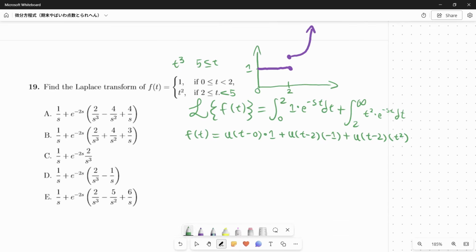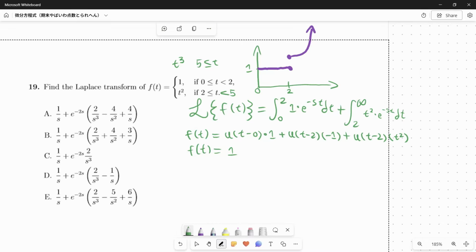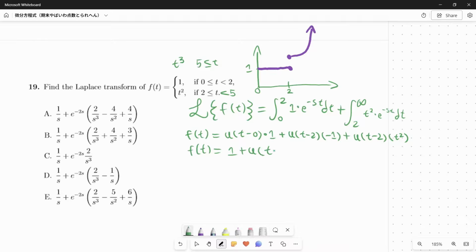And so then we can further reduce this. Looking at this first term, that's just a unit step function of t minus 0, which is a pointless step function that represents 0 shift. Not to mention the fact that this is just a 1. So this first term, we can simplify to just 1. And then we have the same unit step function here and here, so we can merge this into one big term, and we'd end up with 1 plus u of t minus 2 times t squared minus 1. And so now at this point we can take our Laplace transform.